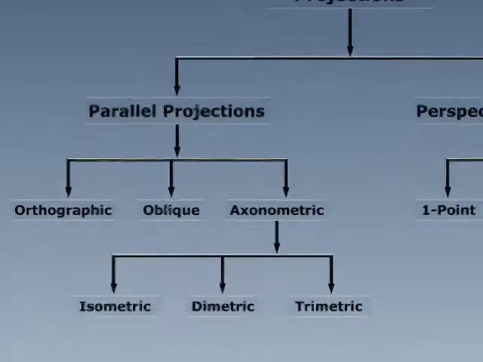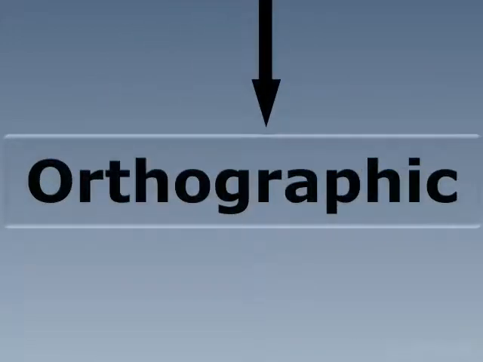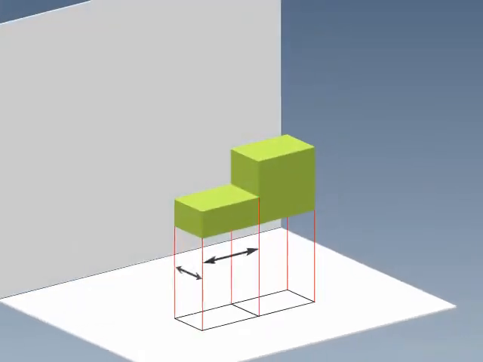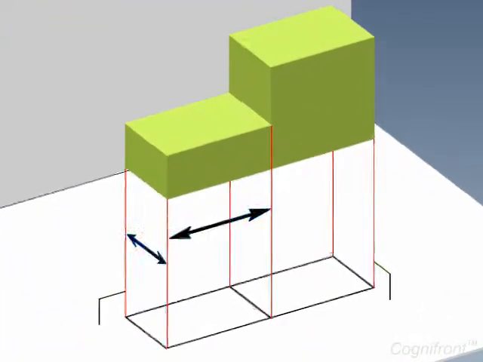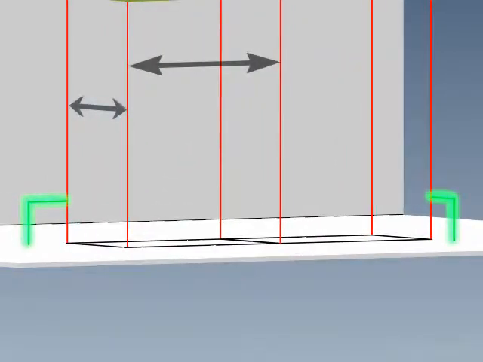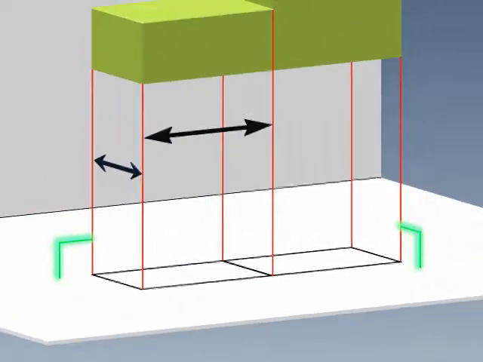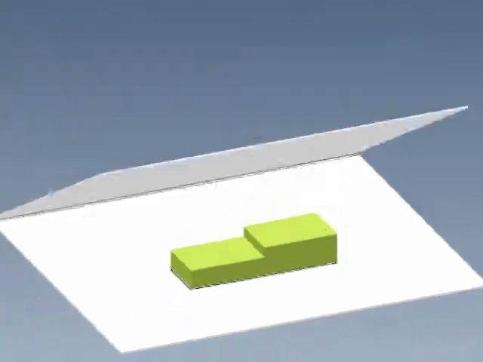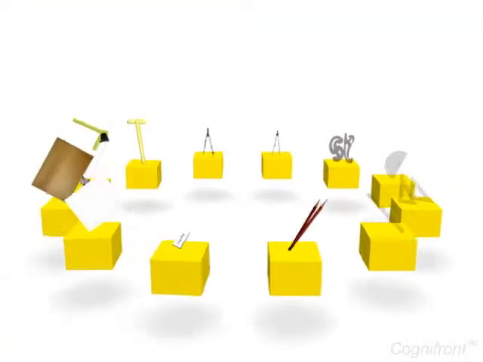We will focus on orthographic projections where the projectors are parallel to each other and they intersect the projection plane at right angles. We will study orthographic projection in detail later. So let's take a look at important tools used in engineering drawing.